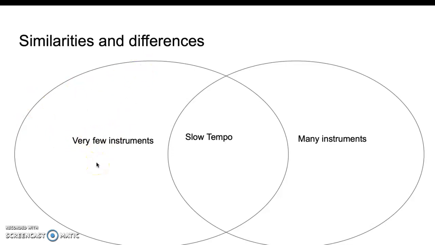So in terms of instrumentation, so the instrumentation for Sleep Song was very few instruments, okay? Whereas in Zelda's Lullaby, it had many instruments. So they're not overlapping. They are a difference between the two. So you put the differences in the song's own unique individual circle there. The cross section here in the middle is where things that are in common between the two pieces, such as slow tempo, will go. So there we've compared the two pieces using musical features.